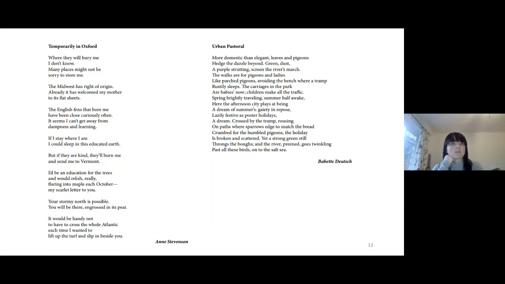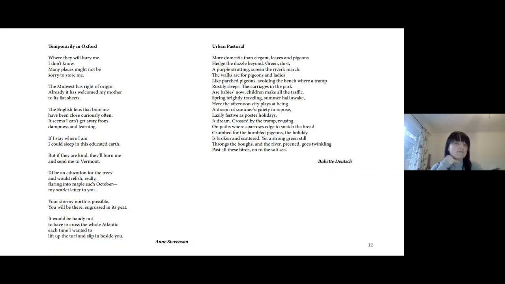Temporarily in Oxford. Where they will bury me, I don't know. Many places might not be sorry to store me. The Midwest has right of origin. Already it has welcomed my mother to its flat sheets. The English fens that bore me have been close curiously often. It seems I can't get away from dampness and learning. If I stay where I am, I could sleep in this educated earth. But if they are kind, they'll burn me and send me to Vermont.